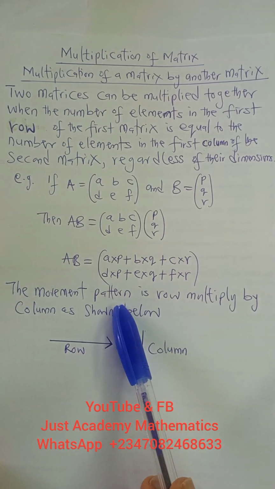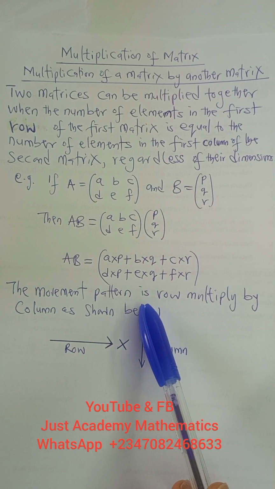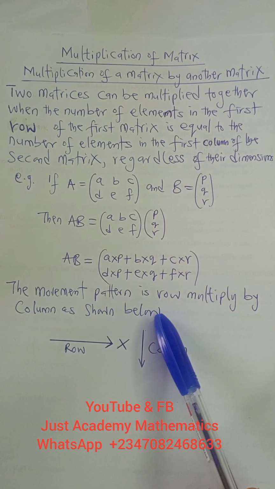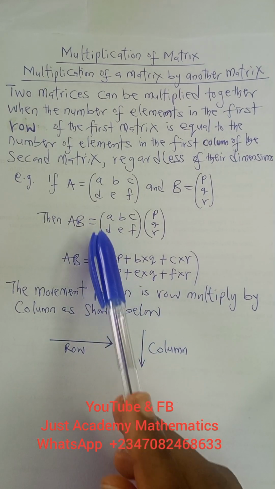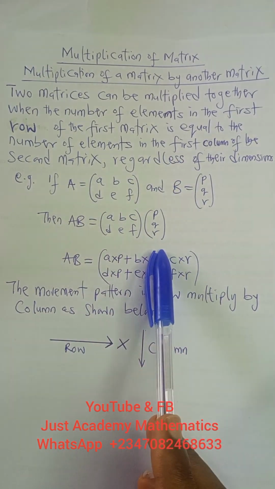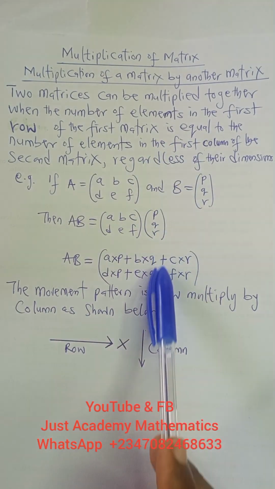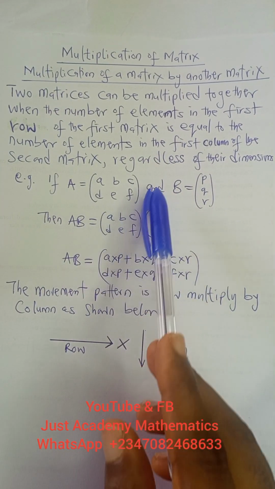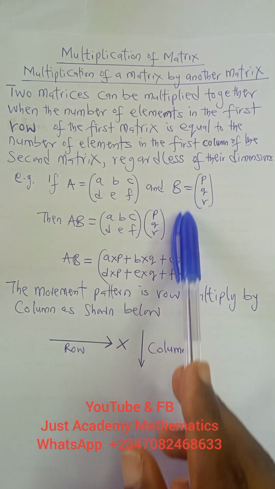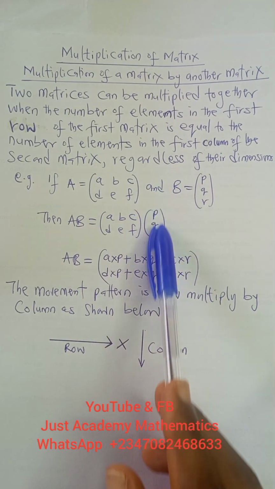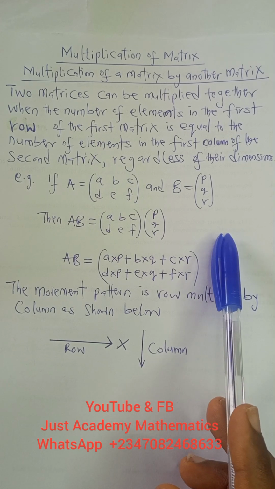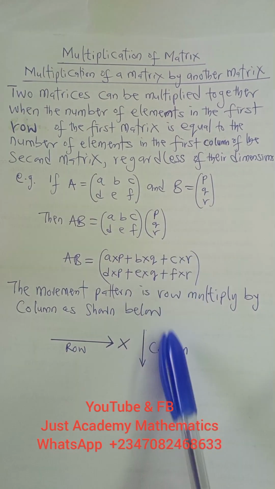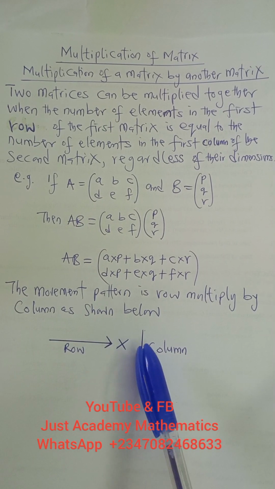So the movement pattern is row multiplied by column, as shown below. You can see the arrow. You pick this row, it will times this column. You pick the second row, it will times this column. So if it's more than one column, it's still the same thing. Row times column, the same row times the second column. Row times column, the same row, depending on the number of columns or rows. But the movement is row, column, row, column. So that is how the multiplication moves.